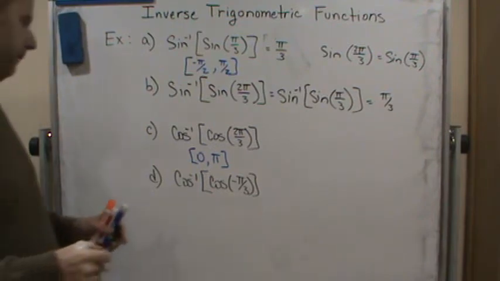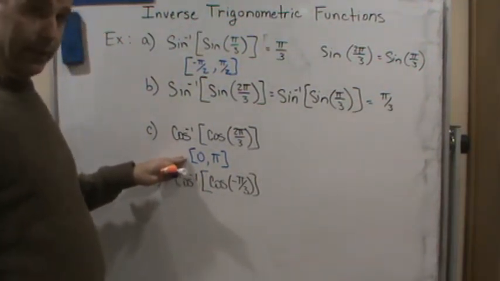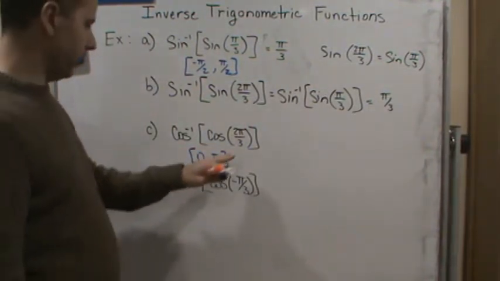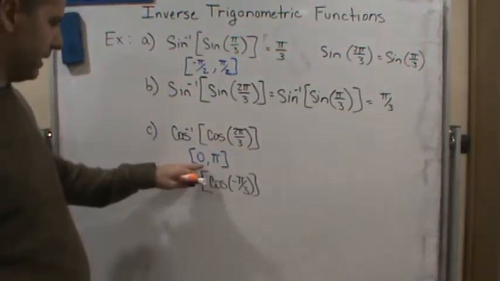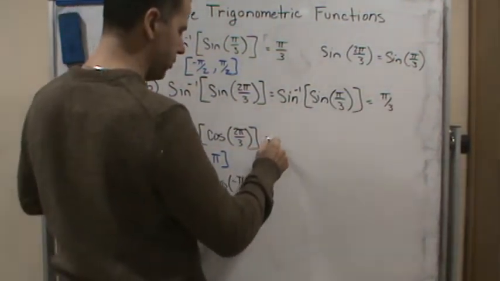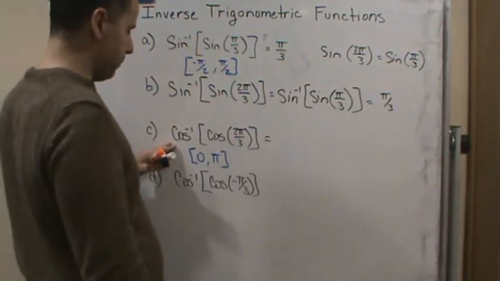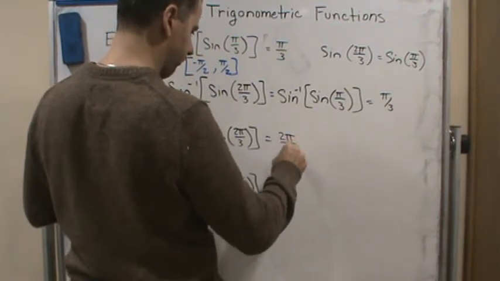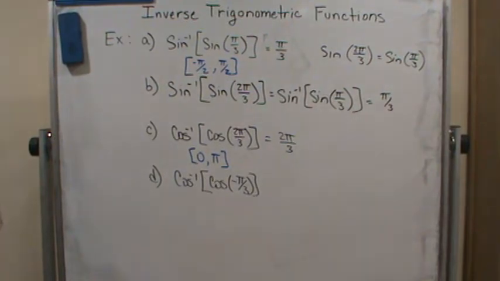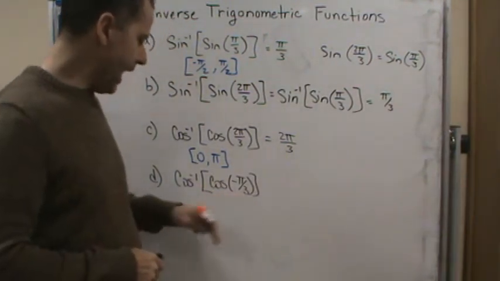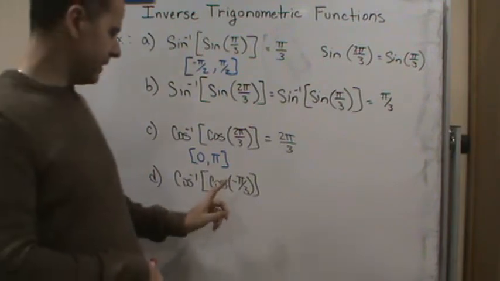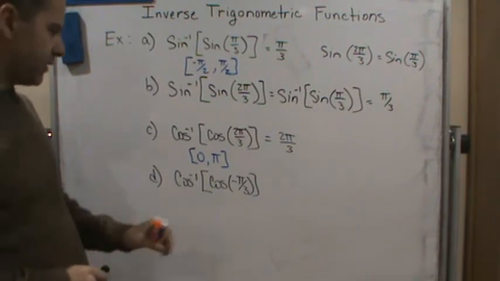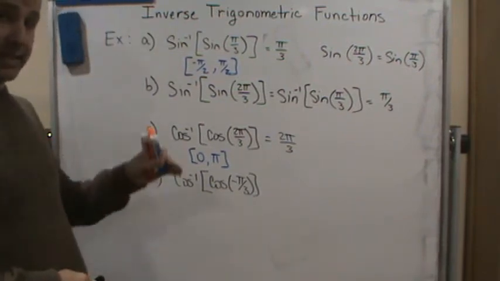Now let's look at cosine. Now cosine, the restricted domain is going to be 0 to pi in this case. So now we look at the angles. This angle is in this interval, so we can just go right to using the identity property, and this is going to give us 2 pi over 3 because it is within the domain. Now this is not in the domain, but notice that this is in the 4th quadrant. It has a reference angle of 60 degrees, but it's negative 60 degrees.